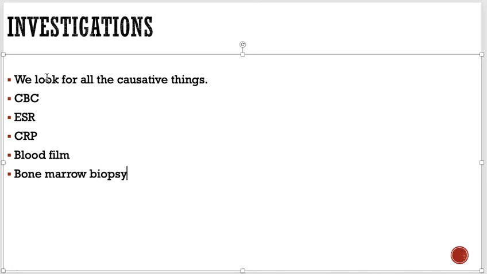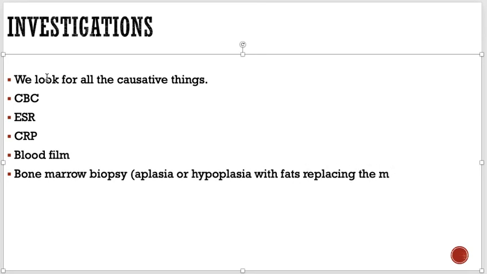What the bone marrow mostly shows in aplastic anemia is aplasia. Of course, there will be no cells, okay, or you can say hypoplasia. Cells will be there, but too few, with fats replacing the tissue. Which tissue? Of course, the bone marrow tissue, okay. So this is what we are going to find in patients of aplastic anemia.